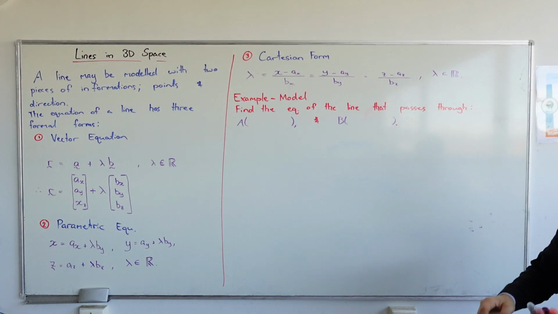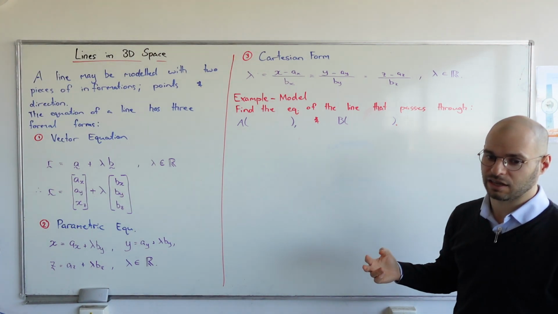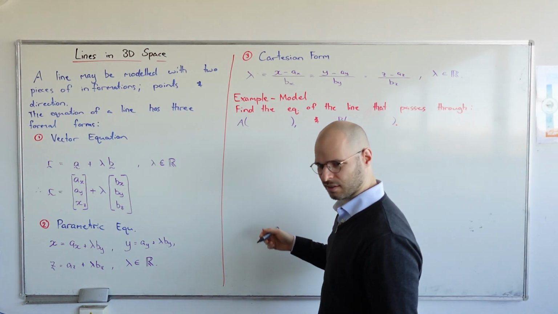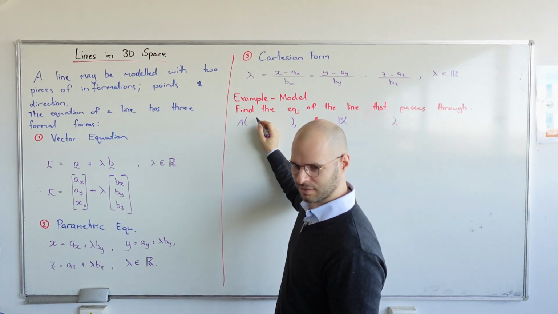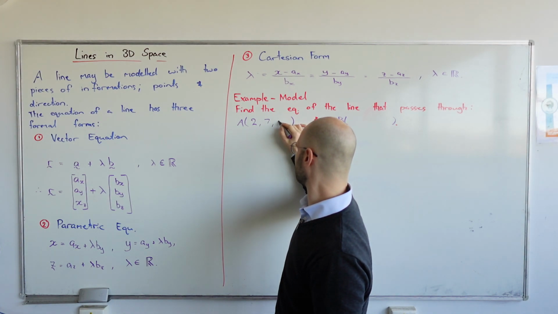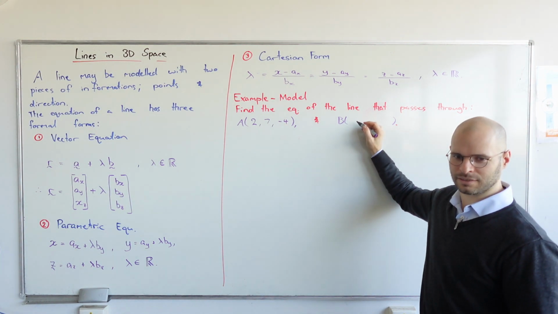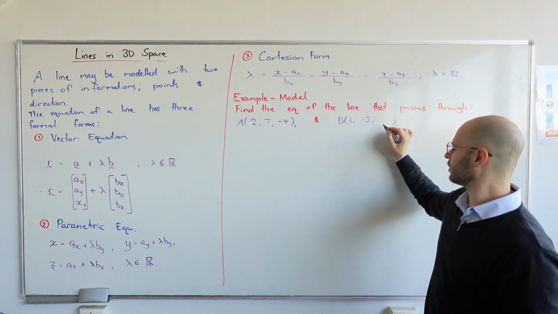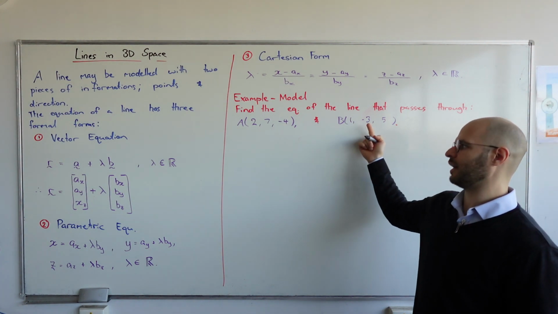So let's have a look at the application here. Suppose we have two arbitrary points in space which we want to force a line to pass through. Point A, where is that, Patrick? Where is it? Point A. Point B, whereabouts is that? 1, -3, 5. Okay.